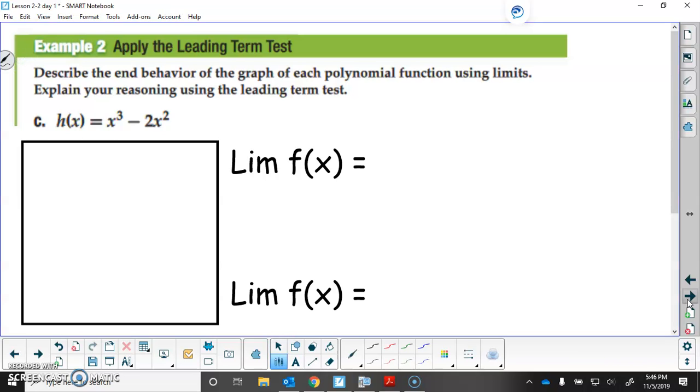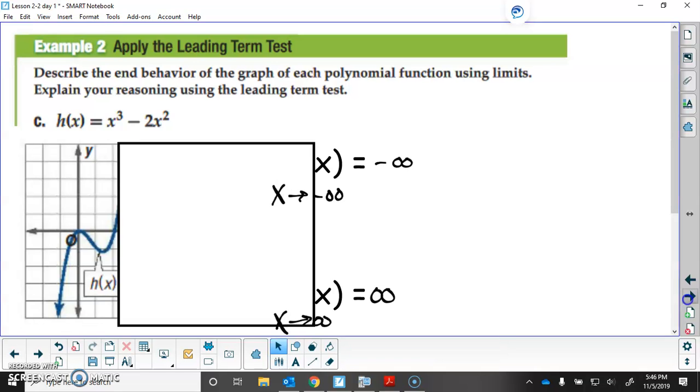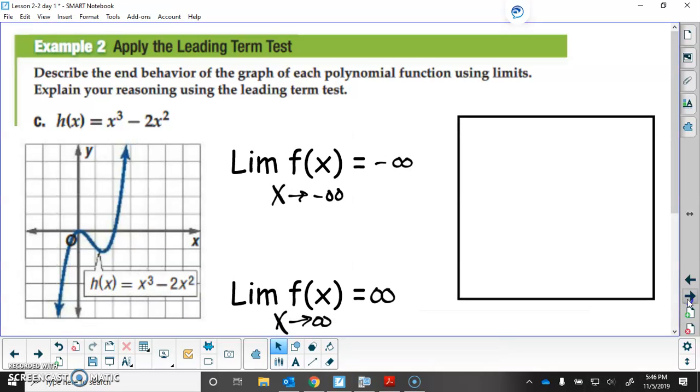So one more example here. If we look at this function, we can see that we've got an odd degree polynomial, which means the ends will be going in opposite directions. And since the leading coefficient is a +1, as we go to the left, it's going to go down, and as we go to the right, it's going to go up. If we take a look at its graph, sure enough, we see the left side going down and the right side going up.